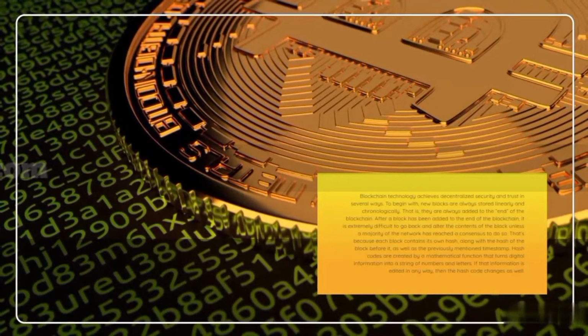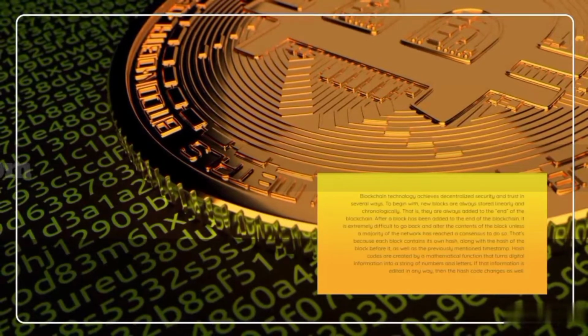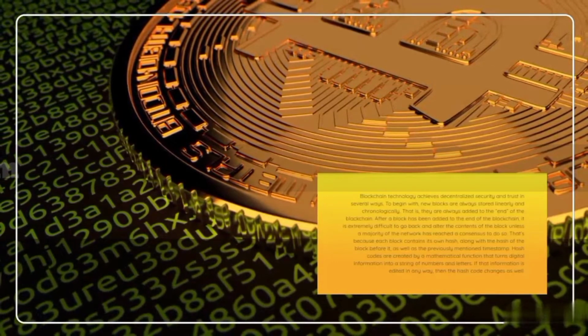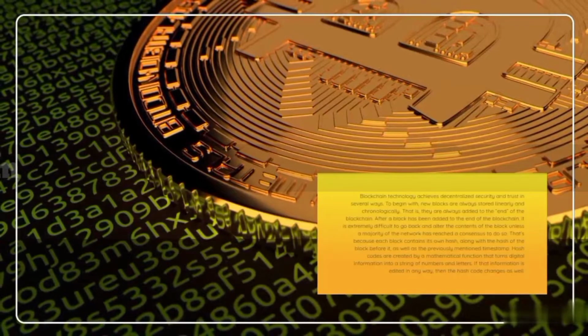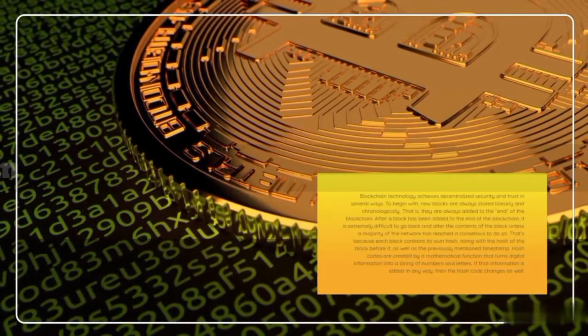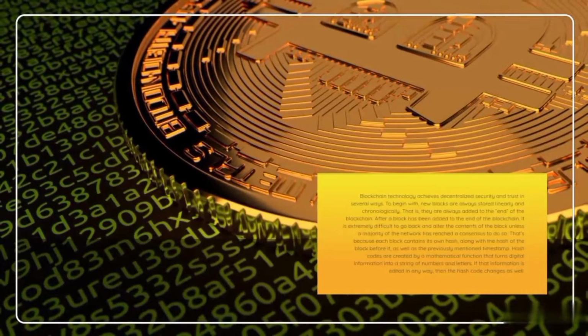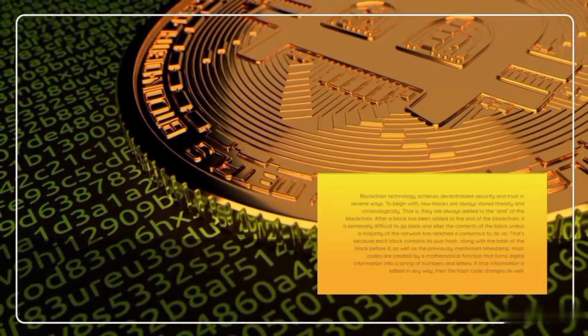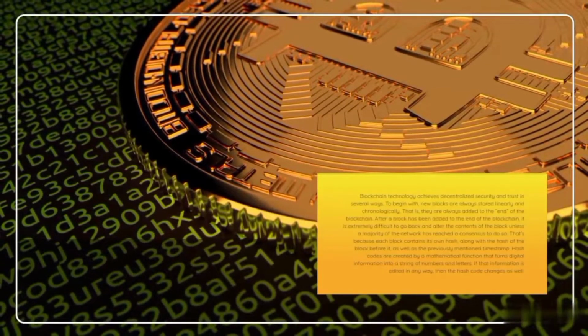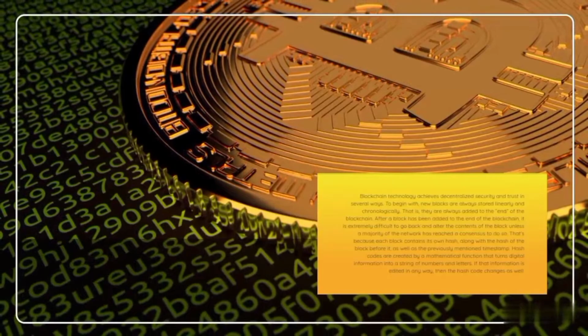That's because each block contains its own hash, along with the hash of the block before it, as well as the previously mentioned timestamp. Hash codes are created by a mathematical function that turns digital information into a string of numbers and letters. If that information is edited in any way, then the hash code changes as well.